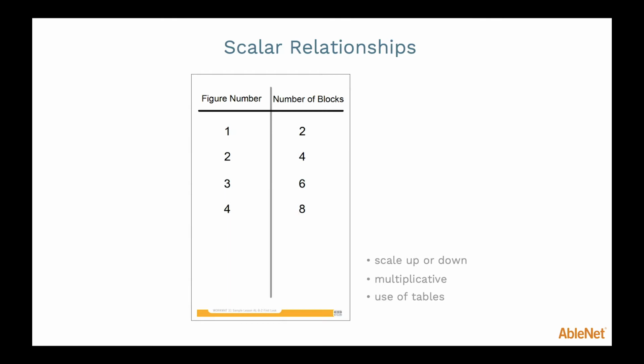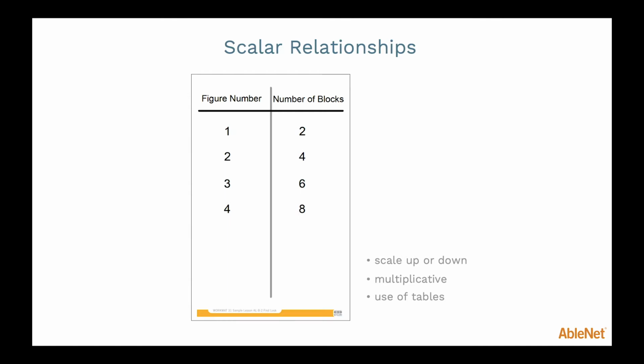Here's an example of a table that shows that figure number 1 has 2 blocks, figure 2 has 4 blocks, figure 3 has 6 blocks, and figure 4 has 8 blocks. You can think of the relationship between the amounts as additive. Each figure has 2 more than the previous one, but now we want students to use the table to think about the relationship in a scalar view.